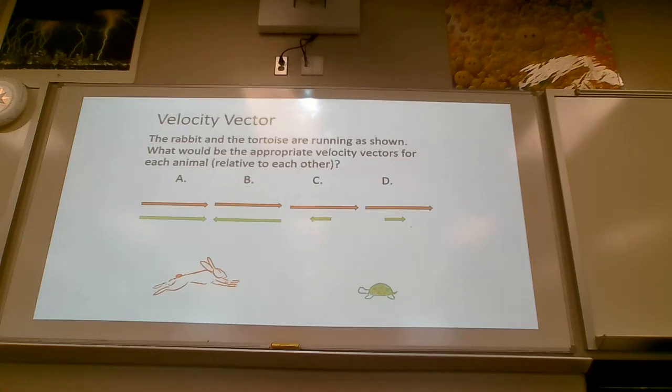Tell your neighbor. Correct answer is, there we go, C. Okay, the rabbit's moving faster to the right. The turtle's going the opposite direction, slower. C.